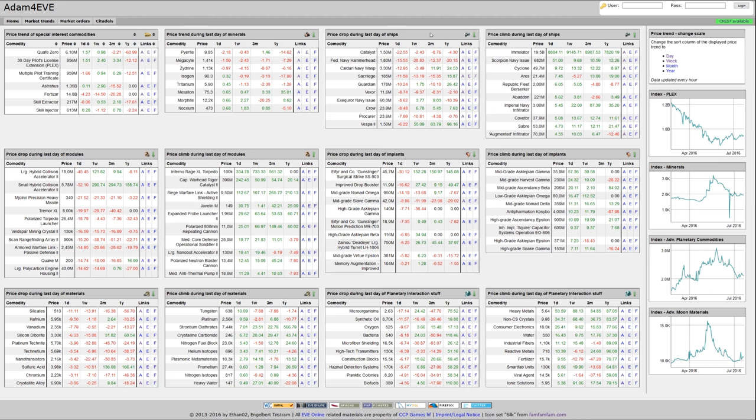So of course price drops are interesting if you want to buy in. Price rises is interesting if you want to sell something that hopefully you've bought prior. Also for clarification, of course this is mainly interesting for station traders interested in long-term investments.